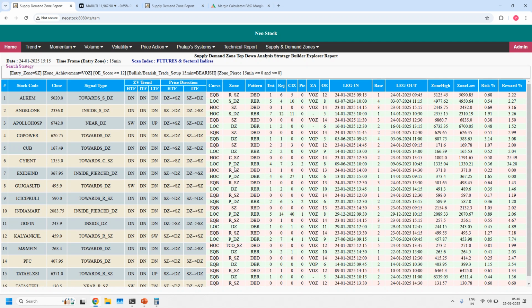Apart from that, what else do we need? Zone confluence. Why zone confluence? Because if more and more zones have confluence, the order flow might be much stronger. We always believe 15 minutes order flow is stronger than 5 minutes order flow. Similarly, 75 minutes order flow is stronger than 15 minutes, and daily order flow is stronger than 75 minutes. When the time frame goes up, those zones are much stronger compared to the lower time frames.